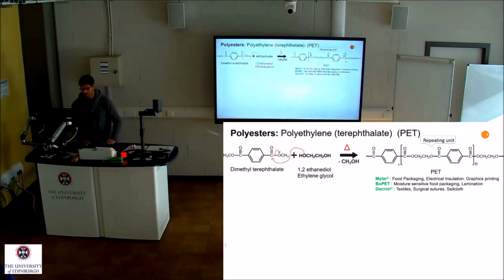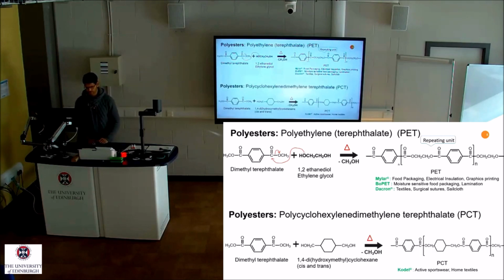So these are some of the trade names of this polymer, depending upon which company has registered according to their name. And of course, it has a lot of good applications, very high density, high strength applications like food packaging or electrical insulations. Dacron, which is very popular, is used in the textile industry, surgical suture, or sail clothing industries.